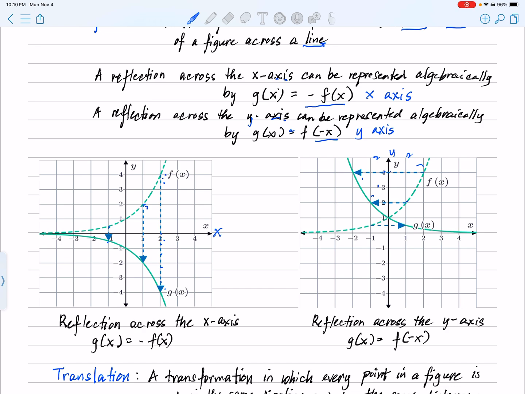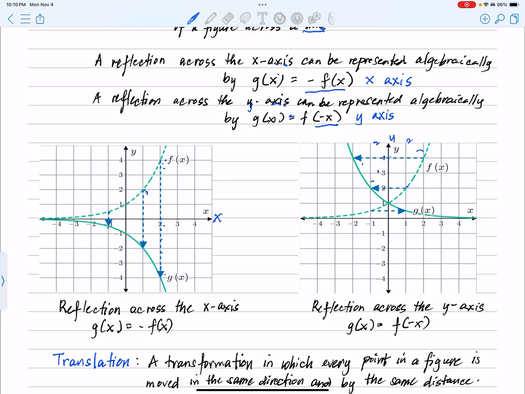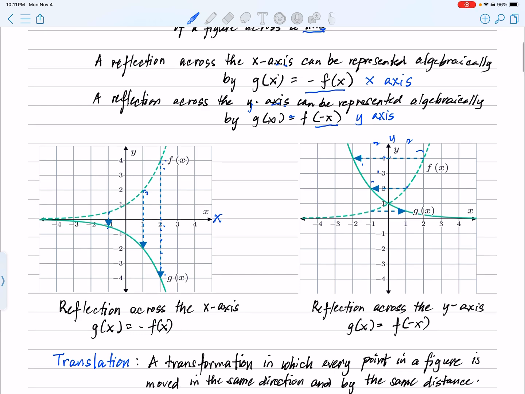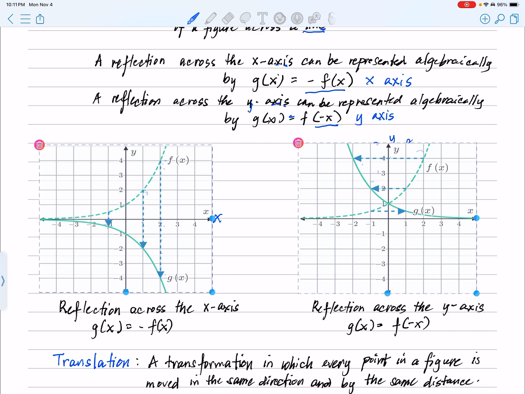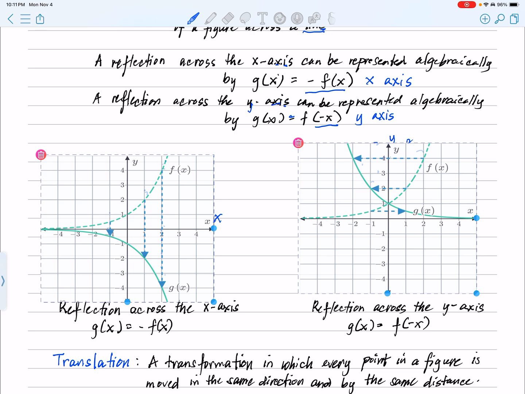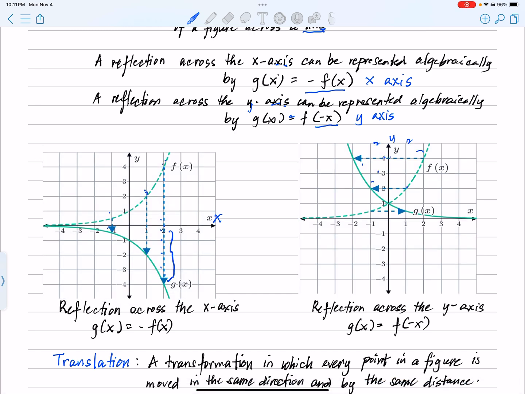Let's look at the sample figure in the graph. Reflection across the x. This is our x-axis right here. So g of x is negative f of x. If this is our graph, it reflects across the x. So if this is 1, 2, 3, 4, it will reflect also 4 spaces across the x-axis. Same thing with the other points here.